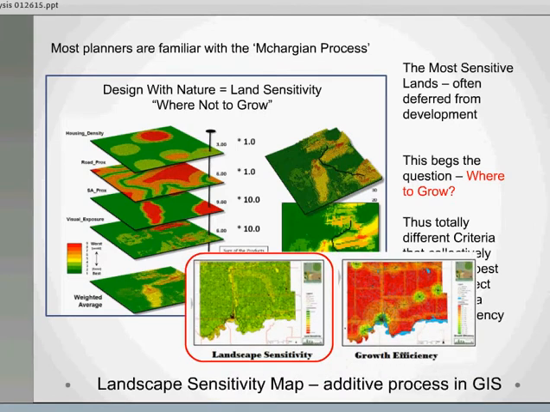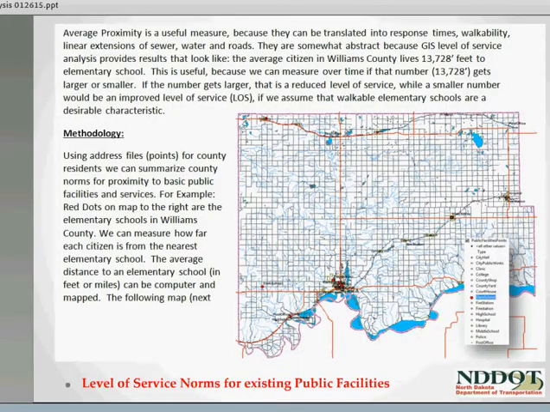So the McHargian approach is how we did the landscape sensitivity in Williams County, but this growth efficiency one takes a little different wrinkle. It's very much like it, except, don't try to read this. This is from a white paper, which you can solicit from me. But you can see here public facilities: all the schools, elementary, middle, high school, colleges, as well as police and fire, and all of these public facilities, be it public buildings, post offices, libraries, and so on, as well as highways and paved roads, were all measured.